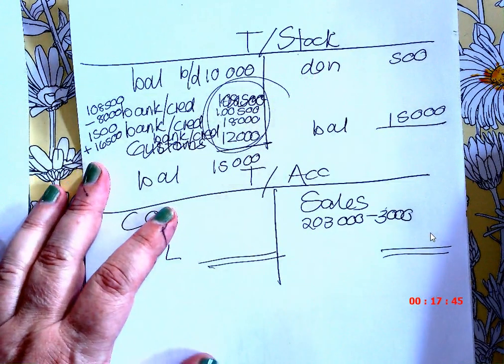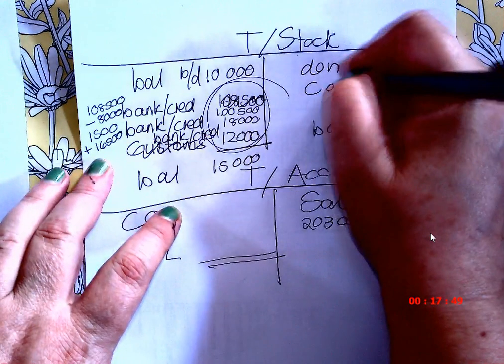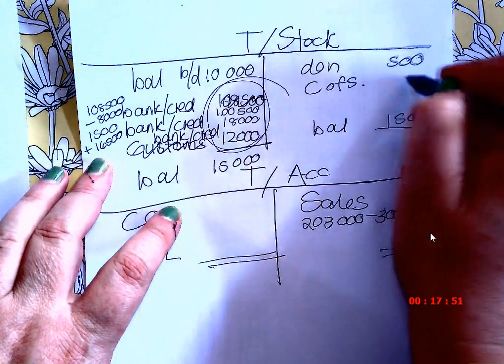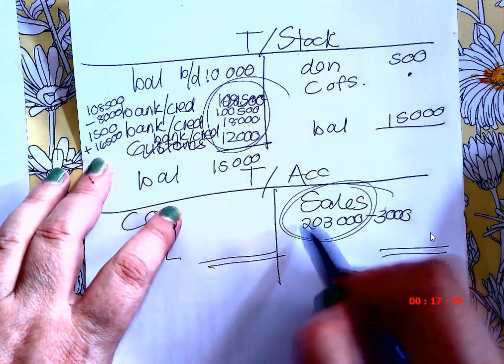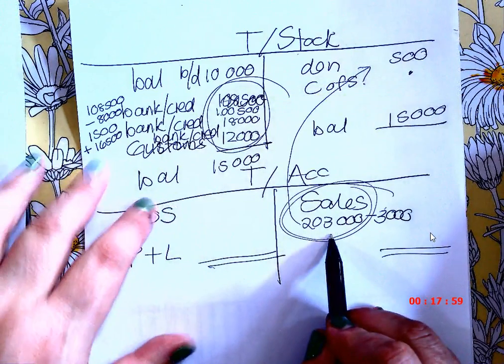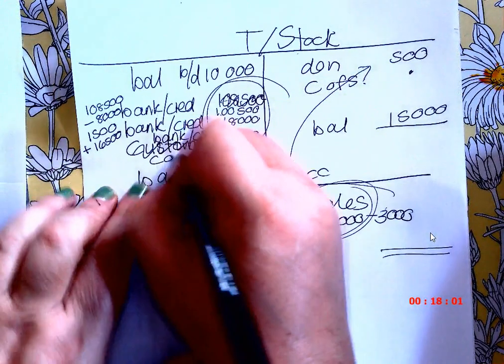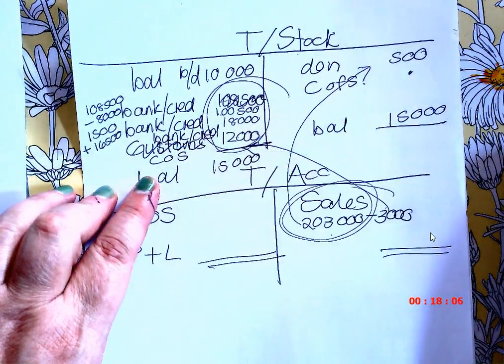But what must I now also remember? Cost of sales. How will I do cost of sales? They would have to give me a markup so that I can calculate the cost of sales of that 203 and the cost of sales for the 3,000. Can you see that? You guys got me?